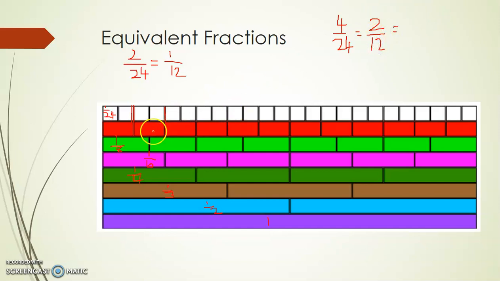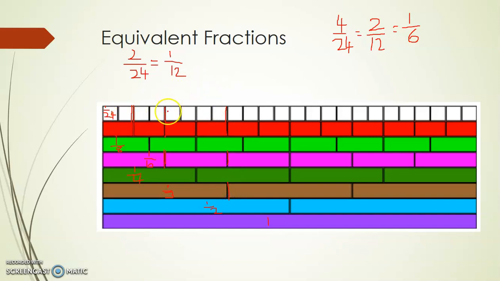Is there any other fraction that coincides with it? You can see this also coincides. Clear? Either fraction represents another. This is 1 by 6. So from this you can see that 4 by 24 is equal to 2 by 12 is equal to 1 by 6. Now similarly, these all coincide. Like you can see this coincides, this also coincides.